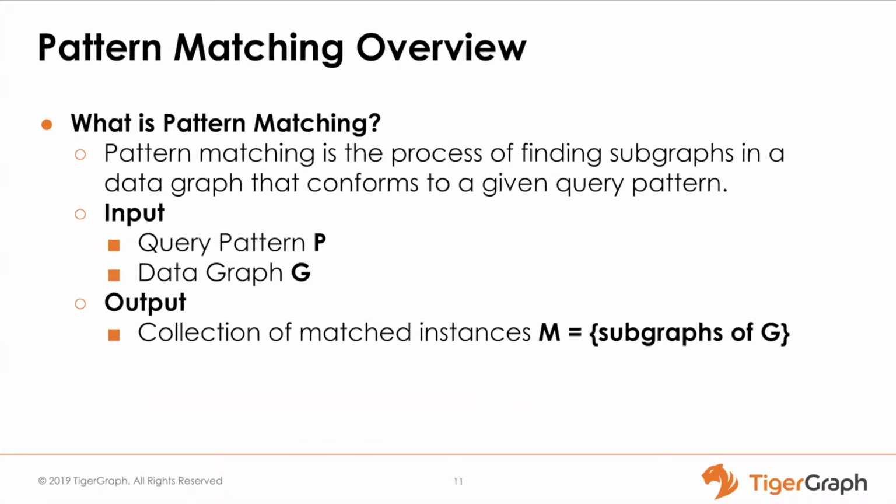Pattern matching overview. So what is pattern matching? Pattern matching is the process of finding subgraphs in a data graph that conform to a given query pattern. Formally, the input is a query pattern, P, and a data graph, G, which is the search space. The output is a collection of matched instances from graph G that match the pattern P, and it's a collection, so I use M equals a set to represent the results.